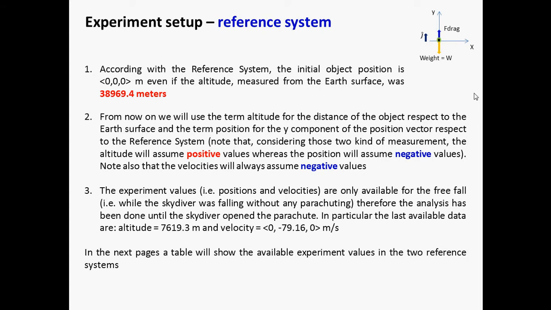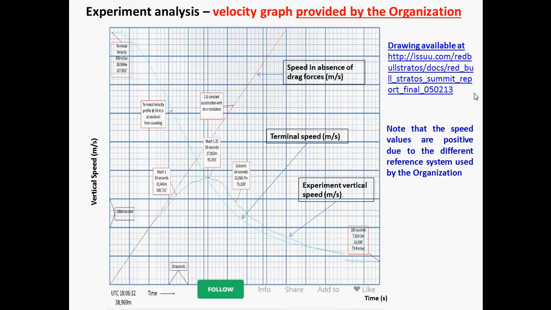Note also that the experiment values are available only for the most important part of the free fall and for some particular instance. This is the velocity graph provided by the organization. We can see the terminal velocity dependency from the altitude, the experimental vertical speed of the skydiver, and the theoretic speed of a falling object in absence of drag forces, that is, the red line.